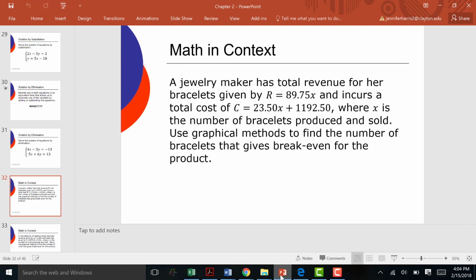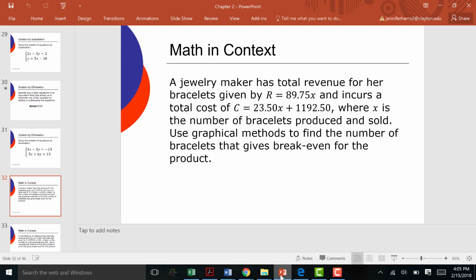Why is that the case? Let me talk about it for a second. All right. So here, X is the number of what? Bracelets. What was the question they asked us to figure out? You've got to always make sure you understand what they asked you to do. How many bracelets is the break-even. Well, what does break-even point mean? You can't even begin to do this if we don't know what break-even point means.